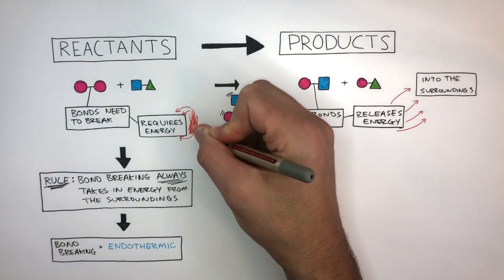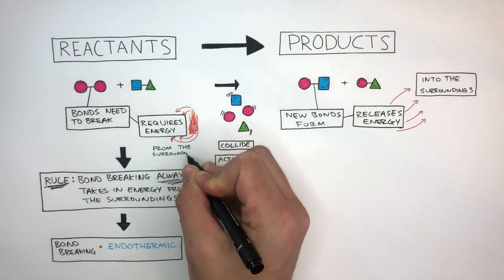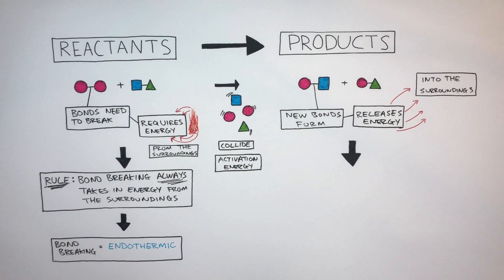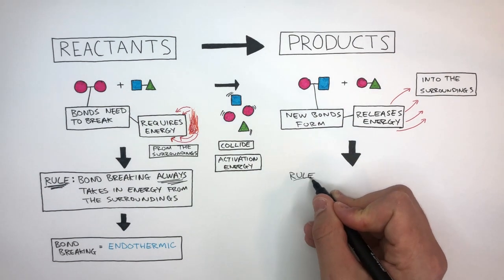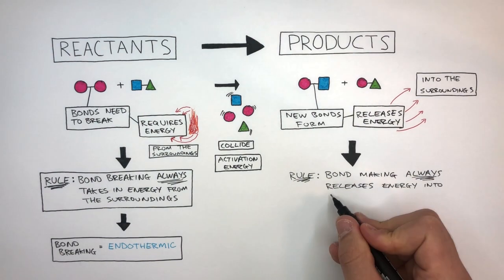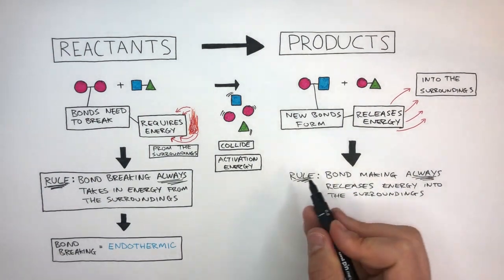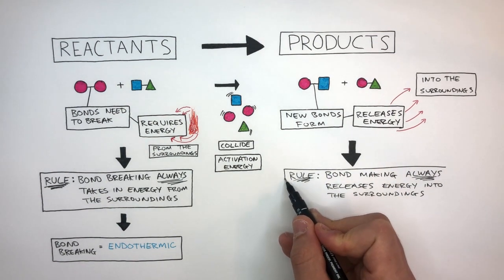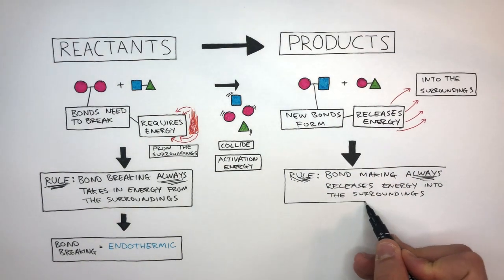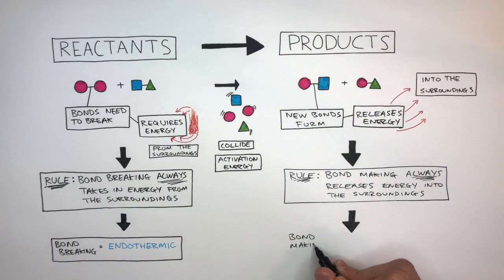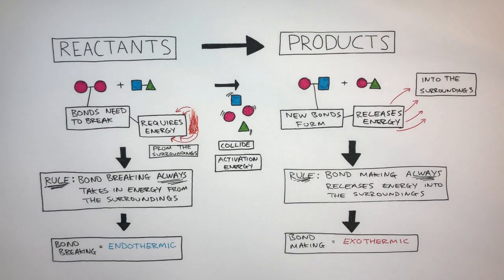These arrows show energy is always taken in from the surroundings when breaking the bonds of the reactants. So just to clarify the second rule, bond making always releases energy into the surroundings. This means every time atoms collide with enough energy and form bonds, they will release energy into the surroundings. Therefore, bond making is exothermic as energy is always released into the surroundings.